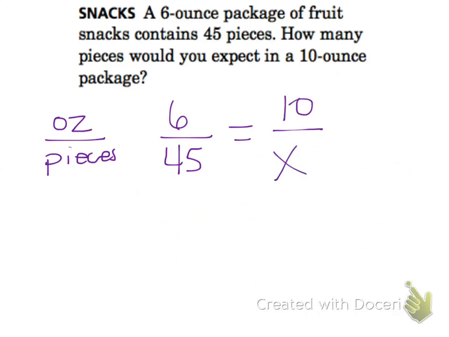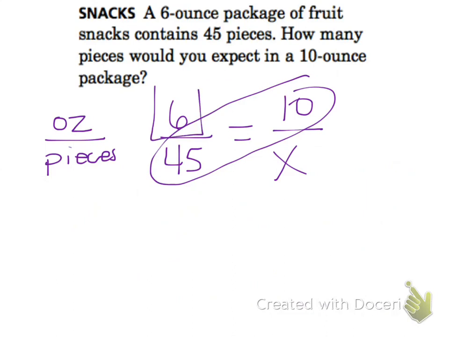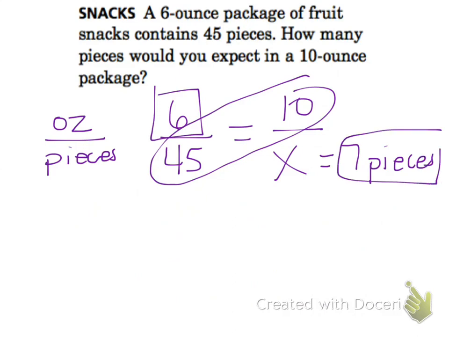And then you solve it. I might cross multiply and divide here. 45 times 10 divided by 6, I get 75, and it's pieces. Somebody asked a really good question once, and they said, well, what if I didn't do ounces over pieces? What if I did pieces over ounces? Would I end up getting the same thing?